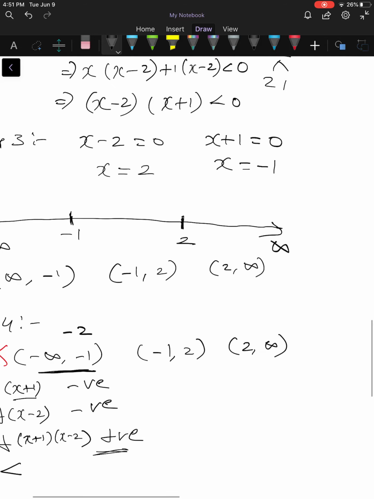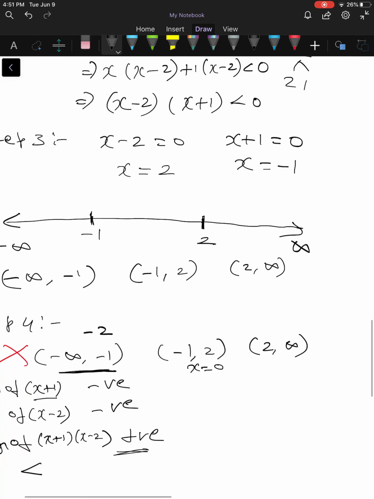Next, consider the trial value 0 here. 0 plus 1 is positive. 0 minus 1 minus 2 is negative. Positive times negative will give us negative. So this is a correct interval. We can consider this interval.